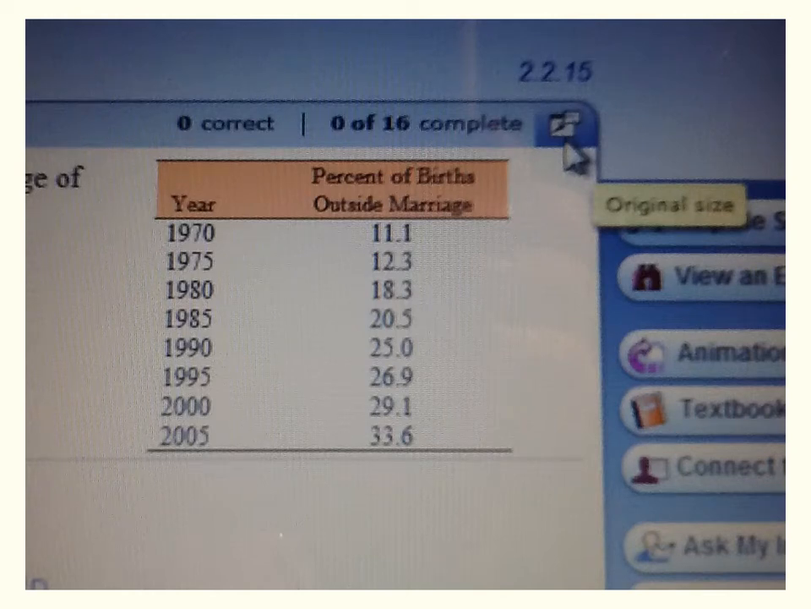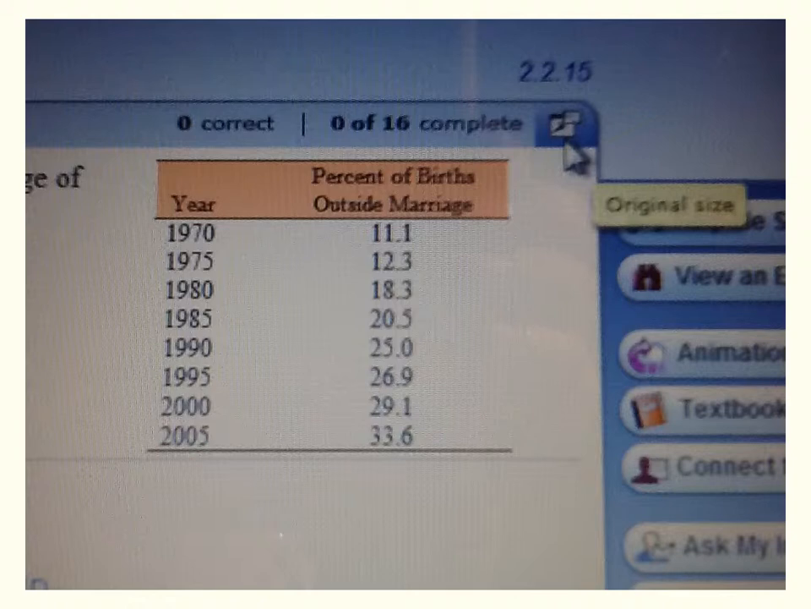Hi guys, here's a short video to help you with the types of problems that are found in Chapter 2, Section 2, number 15. The story problems start out and they give you a table and you're supposed to match up a scatter plot and then find an equation.